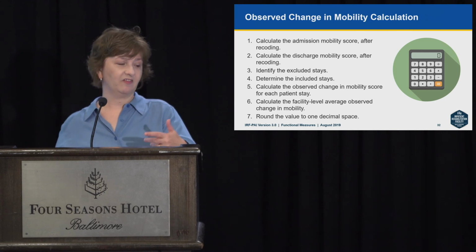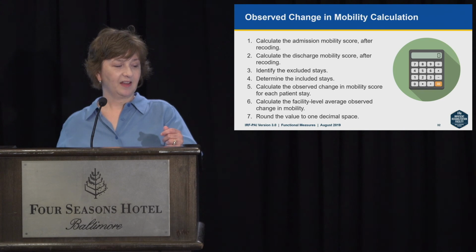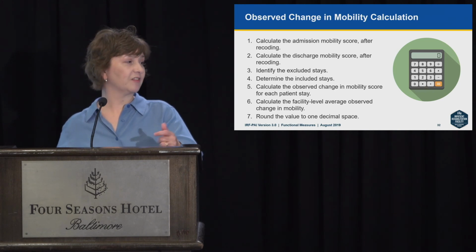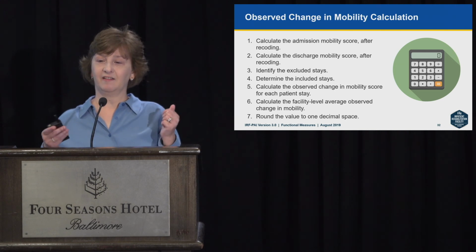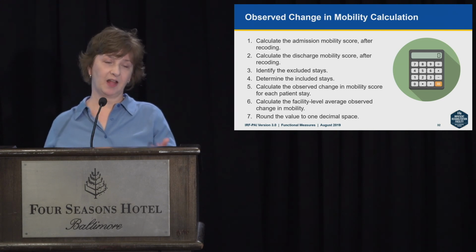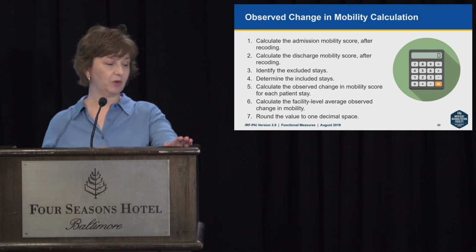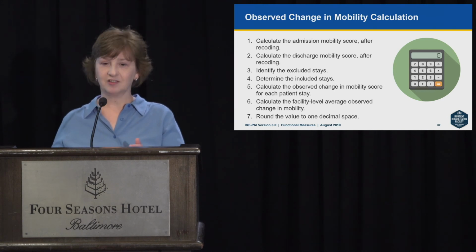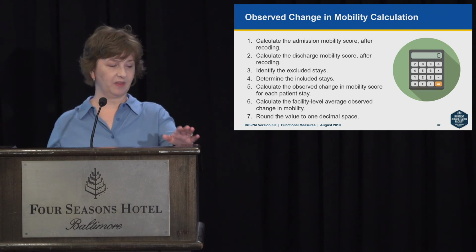Excluded stays are identified. The included stays are identified. The observed change in mobility is calculated for each individual, and then an average is calculated for all patients in the performance period. So again, if the performance period is calendar year 2018, anybody discharged in calendar year 2018 would be included. And that would be the facility observed average, and that's one of the pieces of information you get on your reports, and there's risk adjustment that happens after that.